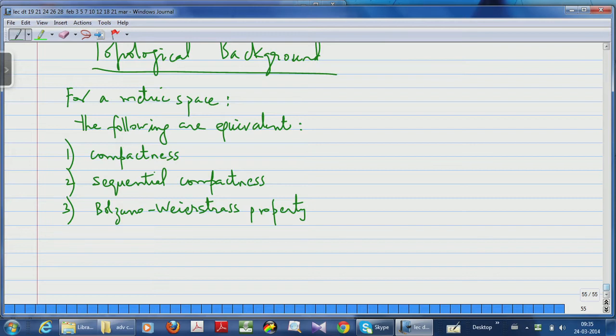in topology. What is compactness? Compactness is that every open cover admits a finite subcover. That is, when you are given a collection of open sets whose union is the full space, then it is enough to pick only finitely many among those collections, whose union is also the whole space. You can extract a finite subcover from every open cover.